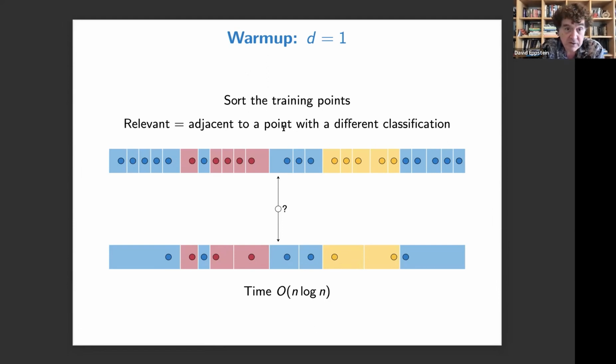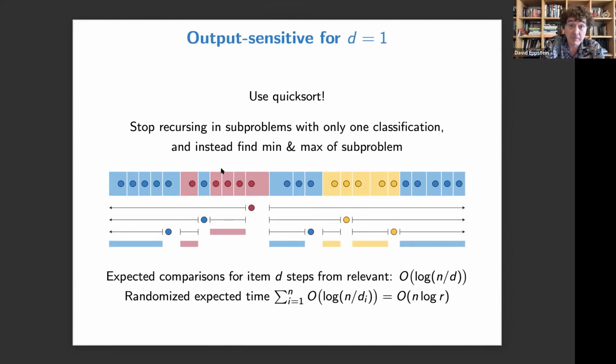One algorithm for this is just to sort all of the training points. Once you've sorted them, you can look at each point: is it immediately preceding or immediately succeeding a point with a different classification? If so, keep it, otherwise throw it away. The main step of this algorithm is just sorting, so in a comparison sorting model, it takes n log n time. If your points have integer coordinates, you can do faster. But we can actually do better and get an output sensitive algorithm for this same problem.